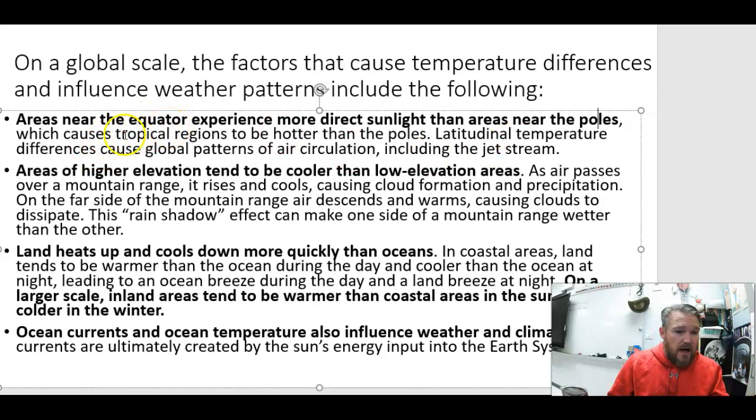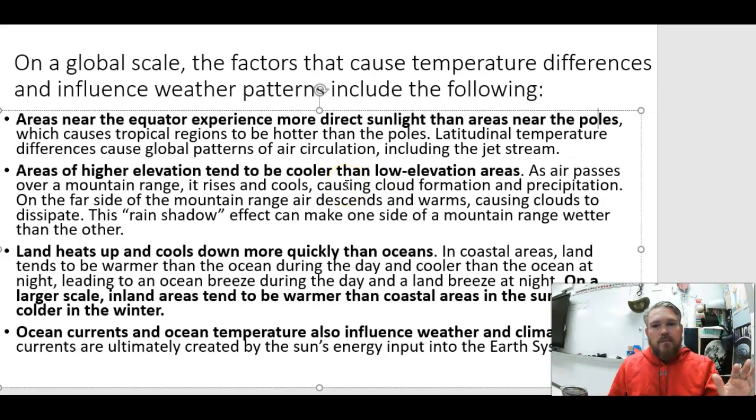Tropical regions tend to be hotter. Polar regions tend to be colder because there's more energy input at the tropics than at the poles. Sorry, I think I got that wrong. Anyway, so as latitude increases from the equator, remember the equator is 0, and then we go up towards the pole. So as that latitude increases, the input from the sun decreases, and that's what causes polar regions to be colder, tropical regions to be hotter.